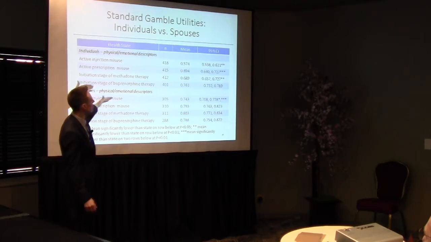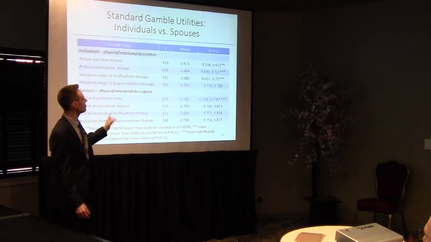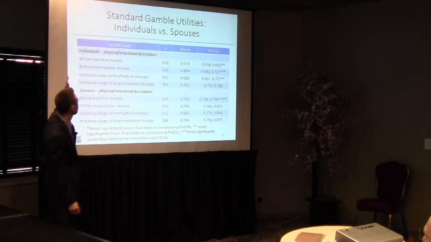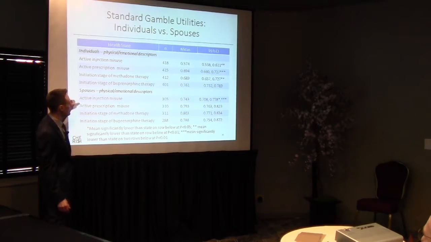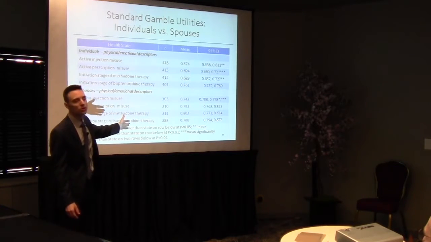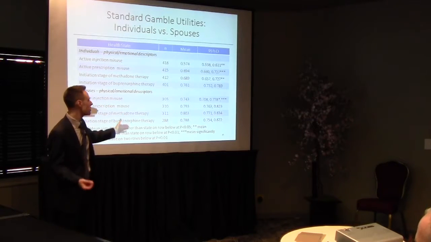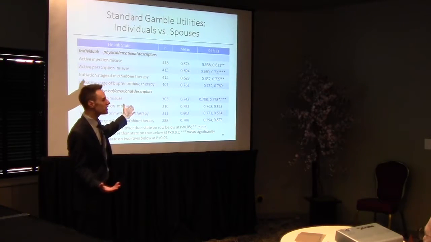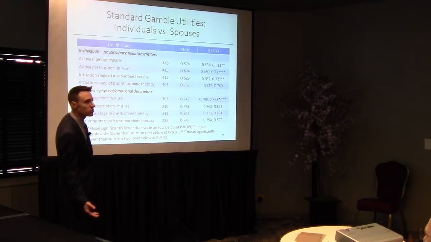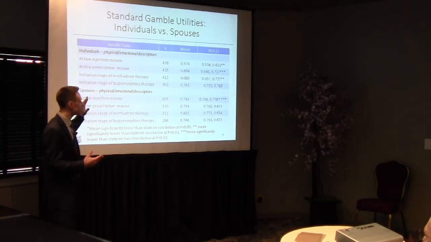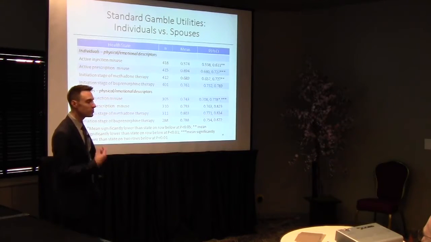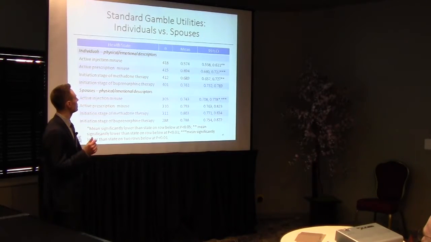For the individuals, the utility values ranged from 0.574 for active injection misuse to 0.761 for the initiation stage of buprenorphine therapy. To get an idea of how that compares to the spousal utility values, first of all, you can see that they're all well below 1, right? They're all below perfect health. As you might expect, they tend to be higher than the individual who's actually suffering from the disorder. But again, you can see that they're also impacted, maybe just less so. Okay, next.